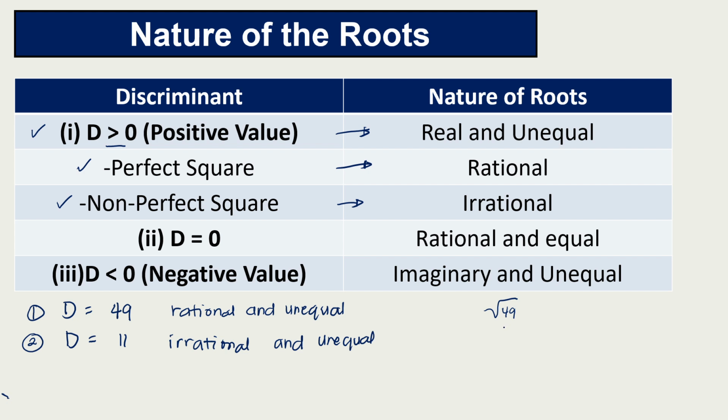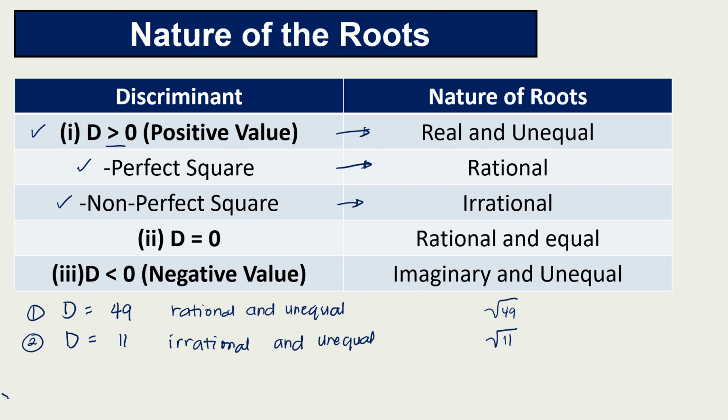While if the discriminant is non-perfect square, let's say for example, the discriminant is 11, and if we will put it in the radical sign in the quadratic formula, it will give us a square root of 11. And then the result, or the values of x, will be irrational number. So that's why it is irrational and unequal.